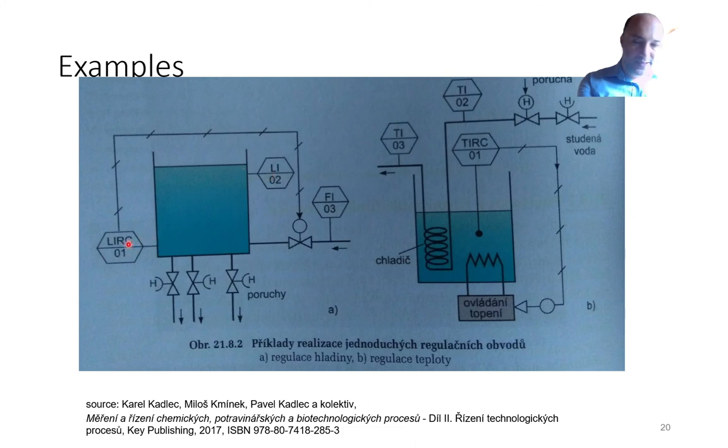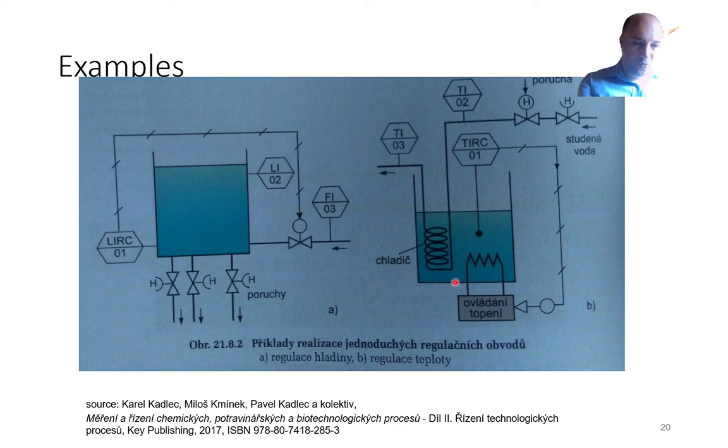So 01 is for control, like that, feedback control, and this circuit 02, they use it to indicate the liquid level. So they have two separate liquid level meters, both displaying the value on the panel, like so, independent measurements. And a similar picture is shown here. This is temperature control in the tank.